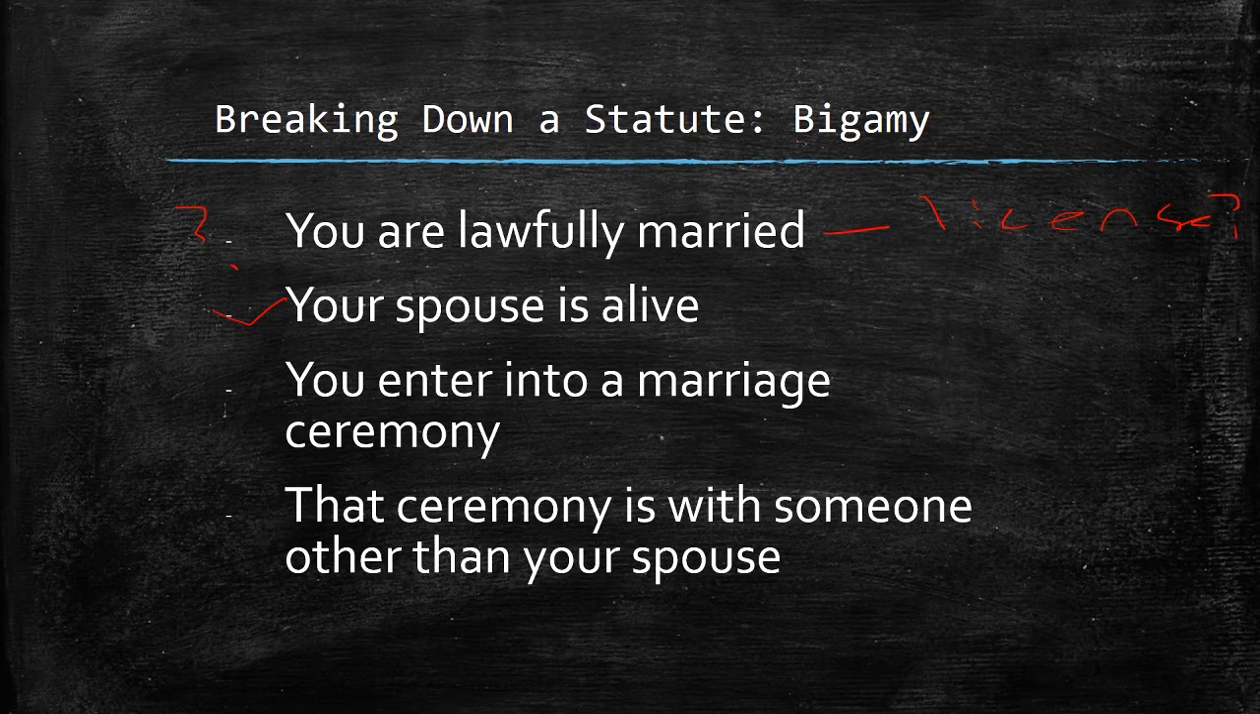Did he enter into a marriage ceremony? Yes. He entered into a marriage ceremony, same Elvis impersonator, they're married in front of a crowd. Jess's sister and him. And the ceremony is with someone other than his spouse. Yep, it is with his spouse's sister, so that's not good. So, in order to figure out if they were lawfully married or not, we need to know if John and Jess, when they originally got married, got a license.